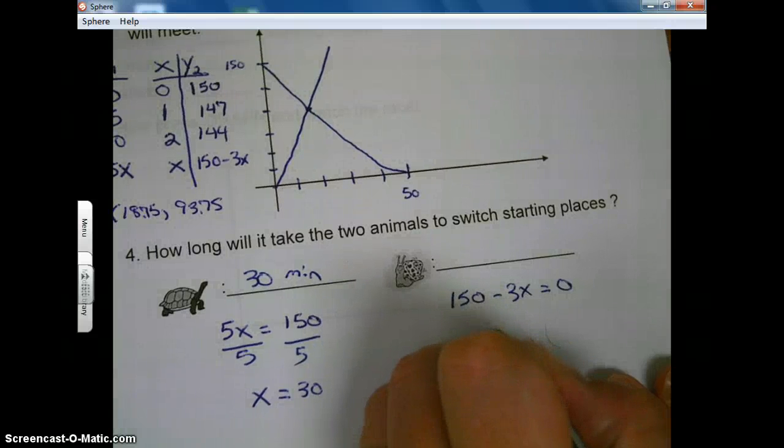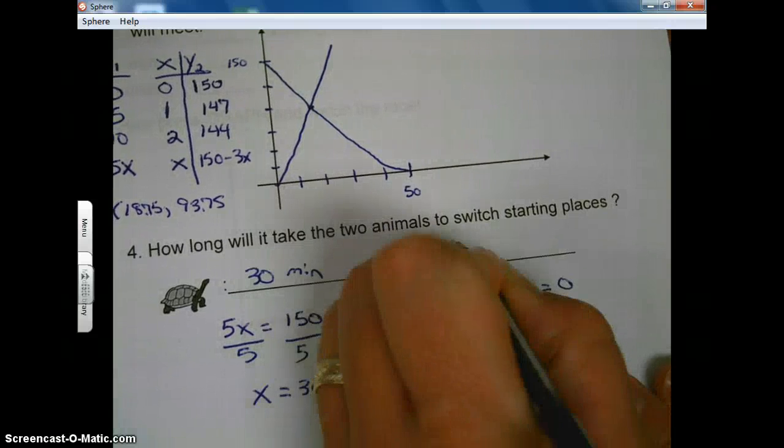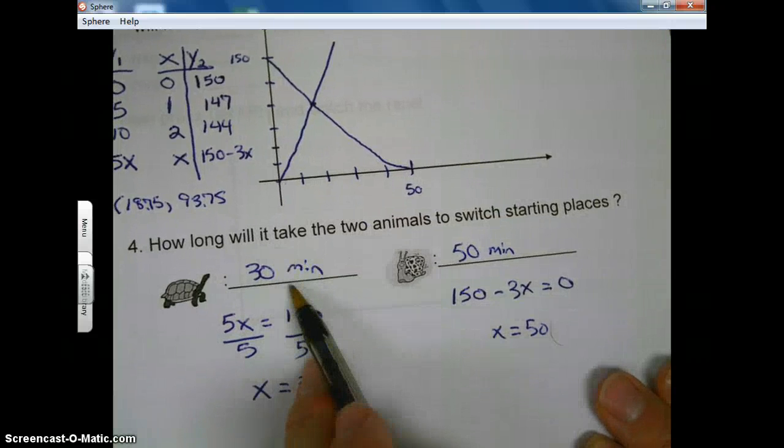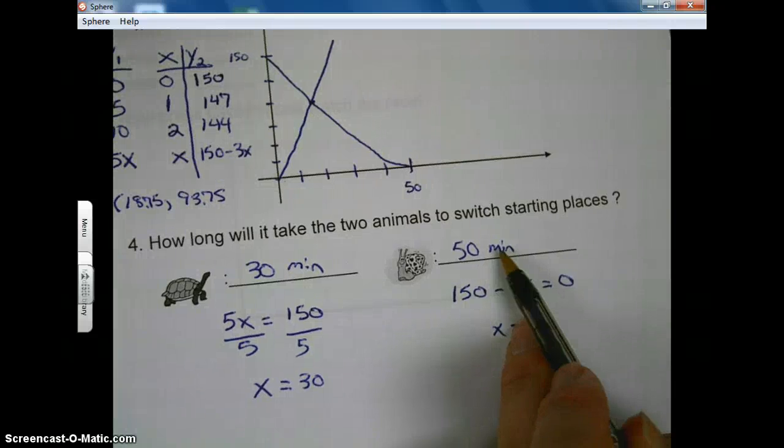So solving that, we get x equals 50 minutes. And it makes sense. Tortoise is going faster, takes less time. Snail's going slower, takes less time. Turn the page.